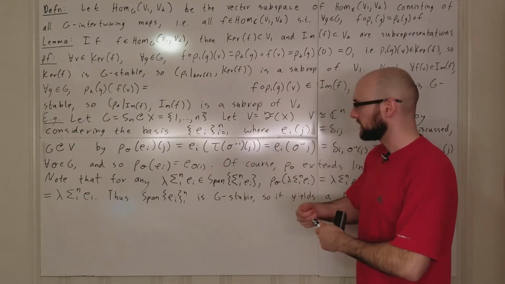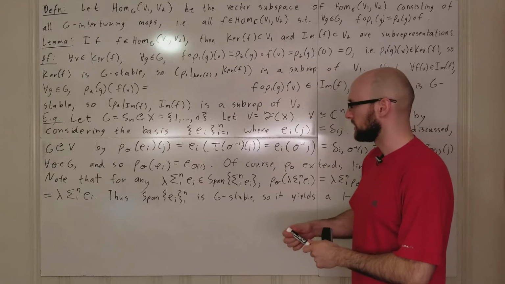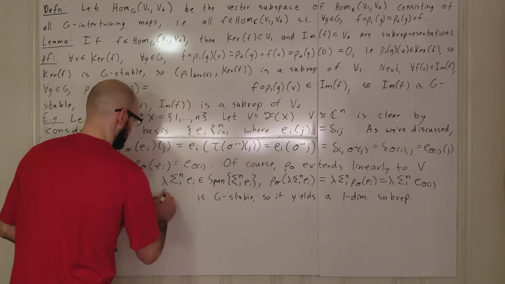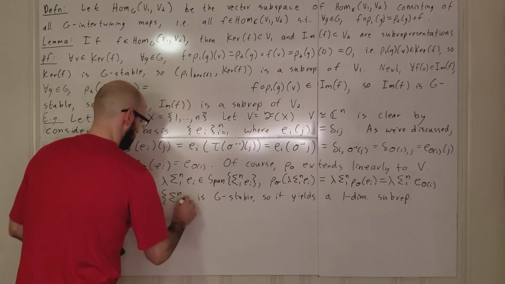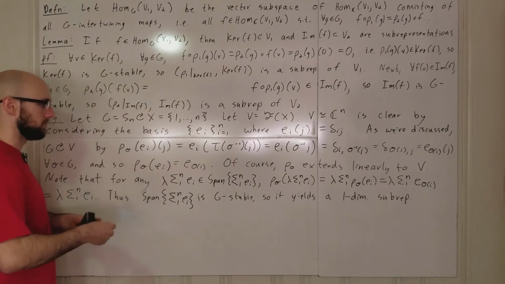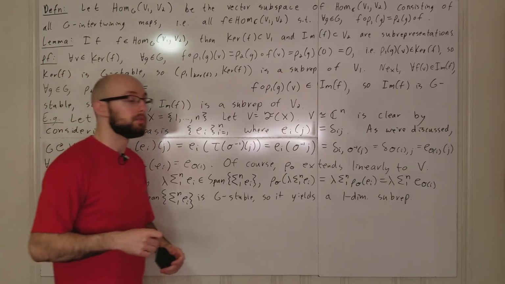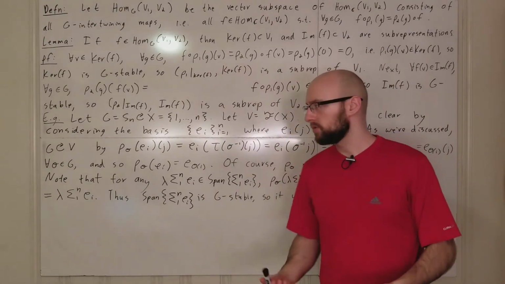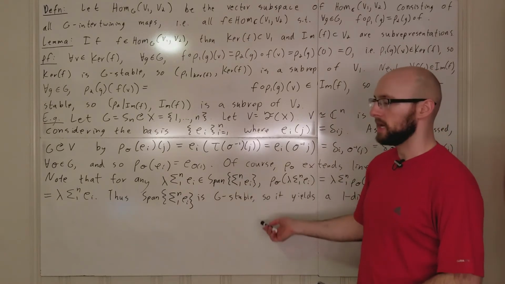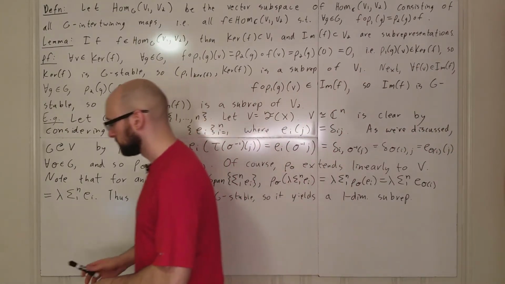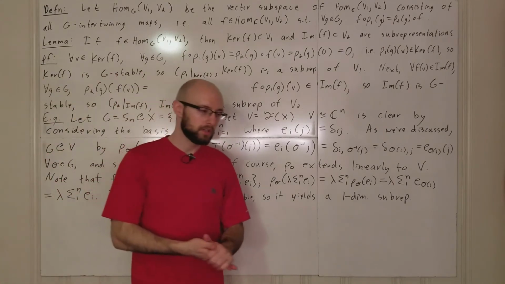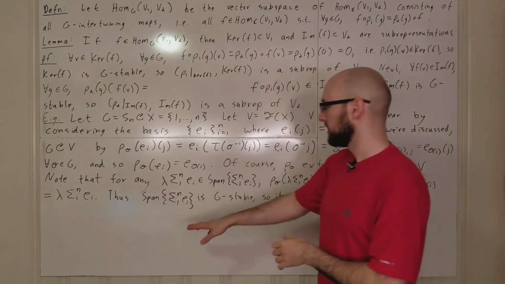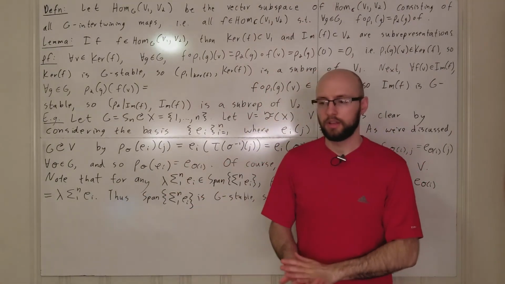And so in fact, what this tells us is that the span of this element is G stable. And so it yields a one-dimensional subrepresentation. And of course the reason it's one-dimensional is because it's just the span of a single vector. And so it's going to have dimension 1, and you just take your representation, this one, and you restrict to this subspace, and it gives you a one-dimensional representation.